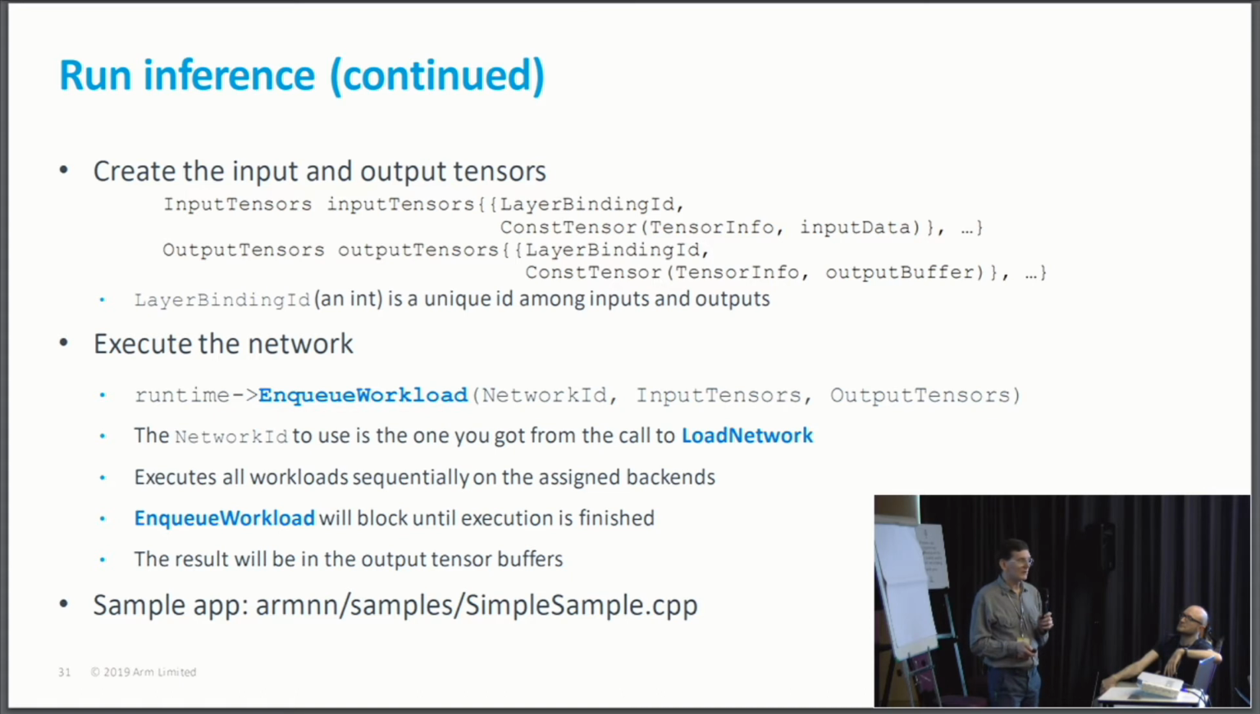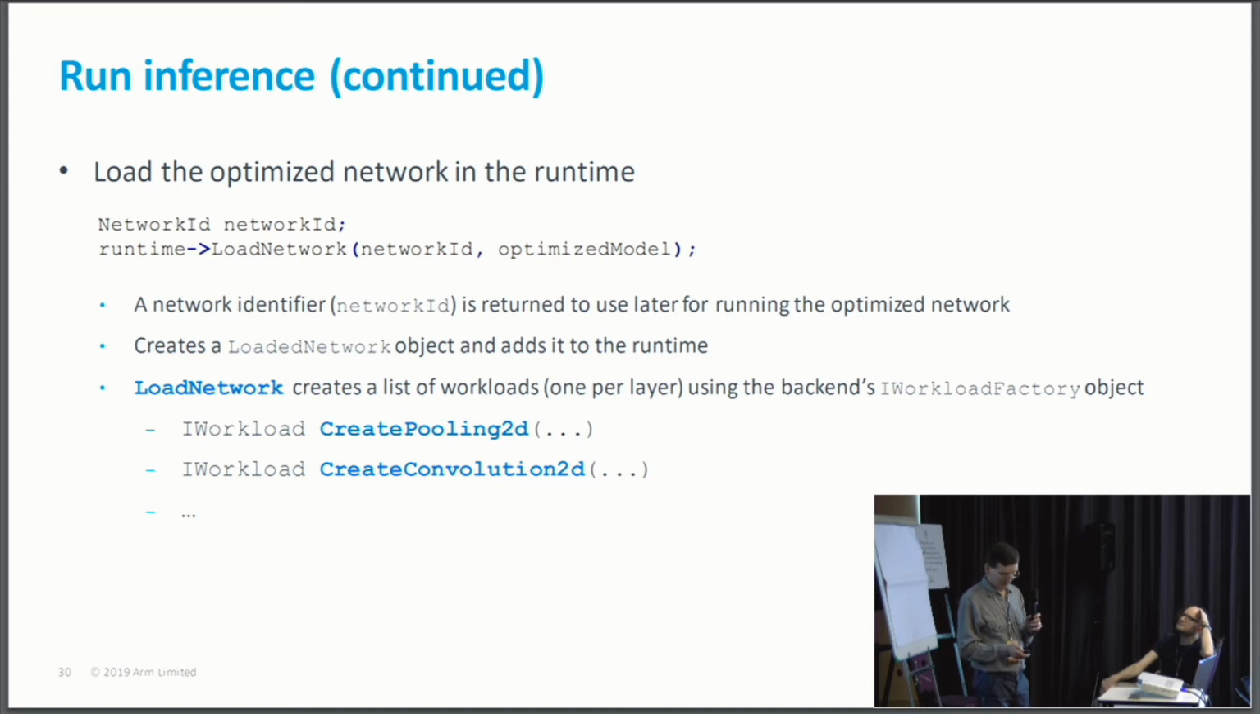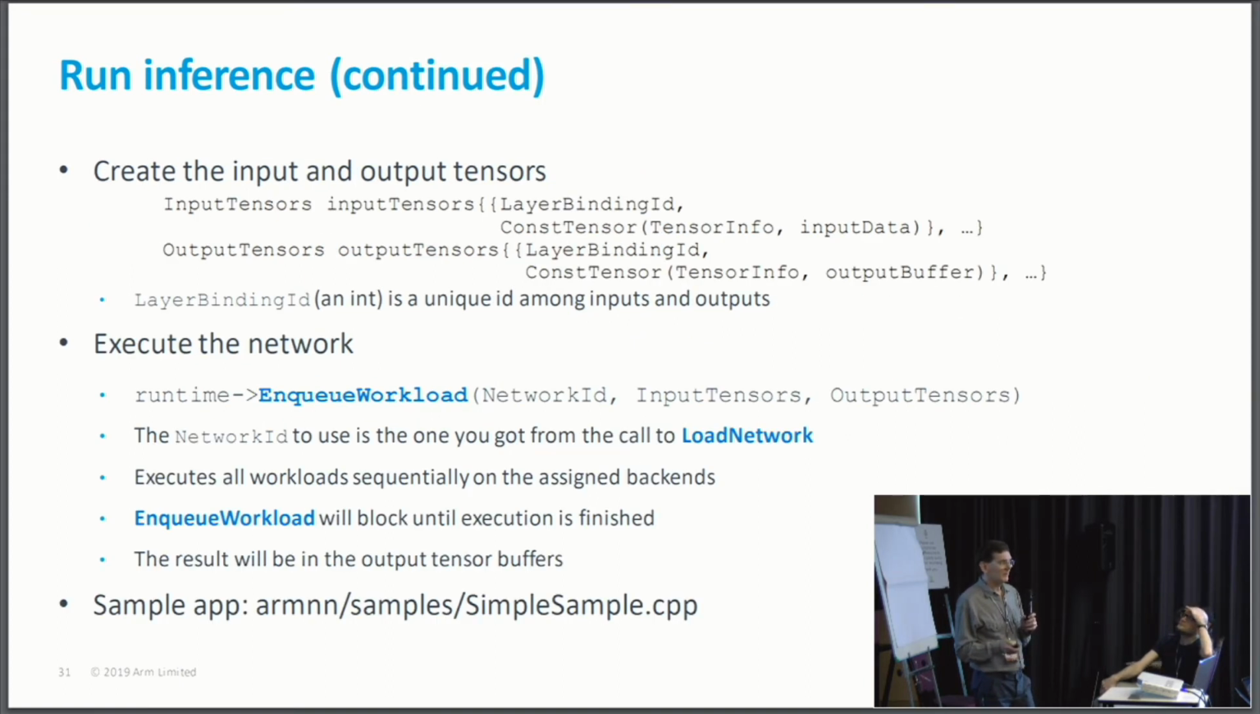And then you have to execute the network using the EnqueueWorkload call. The network ID passed in is the one that was created on the previous slide when you loaded the network. You also pass the input and output tensors to EnqueueWorkload. EnqueueWorkload executes all of the layers in the graph sequentially on the assigned backends that we got when it was optimized. It blocks until execution of the graph is complete, and the result will be in the output buffer tensors. There is a simple sample in the Arm NN source code if you want to have a look at how to do this again.